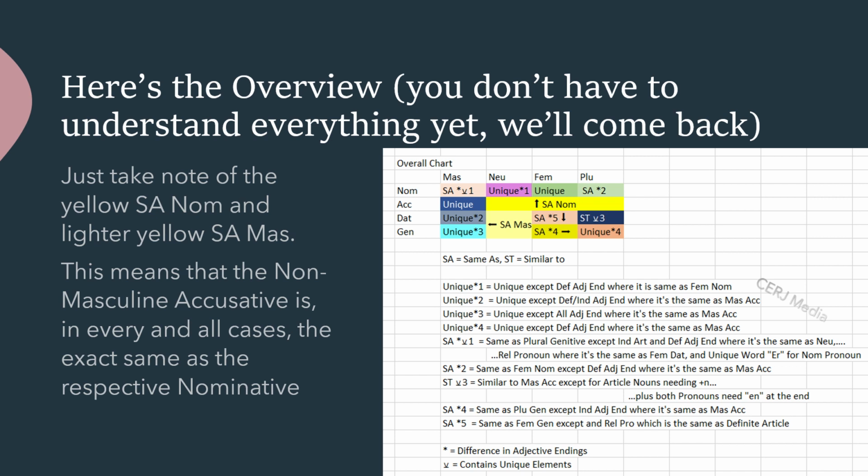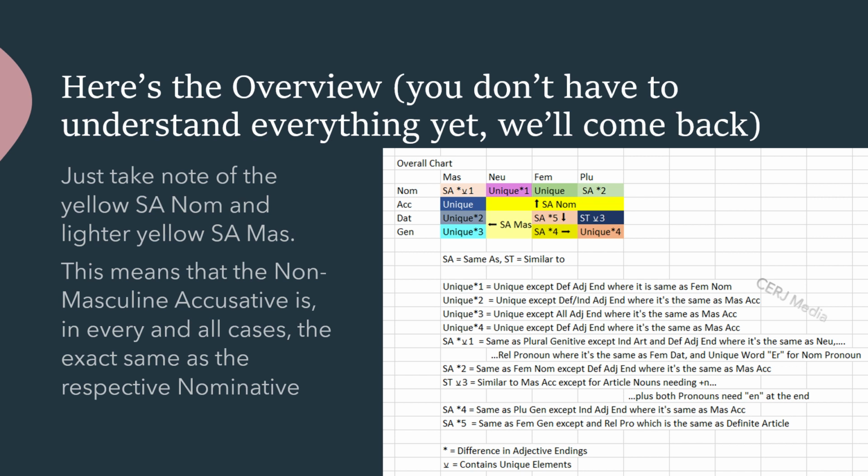So this is like the basic overview, but you don't really need to take away anything from this yet, especially because I say that it's unique, but I don't tell you what it is. But the biggest takeaway is the non-masculine accusative is the exact same in all scenarios. There's no stars, there's no asterisks. In every which way and form, the non-masculine accusative is the exact same as the nominative counterparts. So the neuter accusative is the same as the neuter nominative, right?